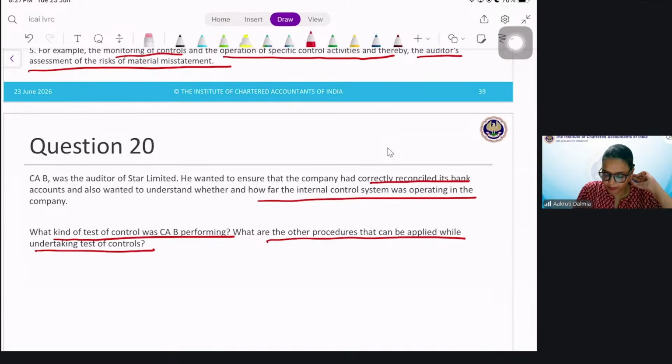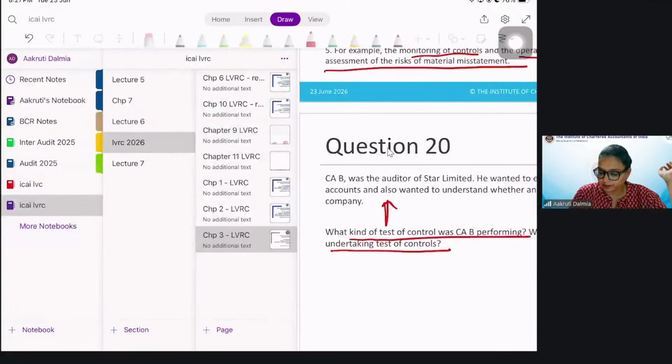Again, I'll repeat. B was the auditor. He wanted to ensure that the company has correctly reconciled its bank statement and also wanted to check whether and how far the internal control system was operating. So what kind of test is he doing? Not test of balances. Tell me. Procedures for test of controls.